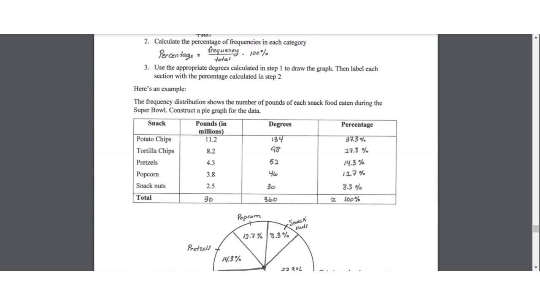So you have 3.8 divided by 30. That's 0.126666666 times 360, and that'll give you 45.6. So I rounded that up to 46 degrees. And to find the percentage of that, we had 3.8 over 30 was equal to 0.1266666. So just multiply that by 100, and you get 12.666666. So I just rounded it to 12.7%.